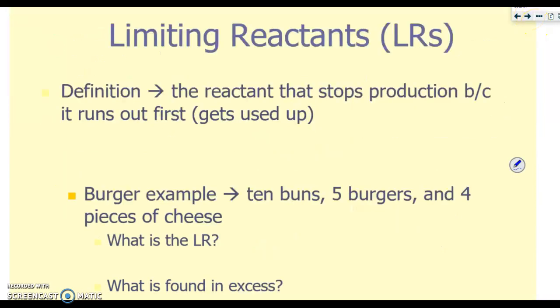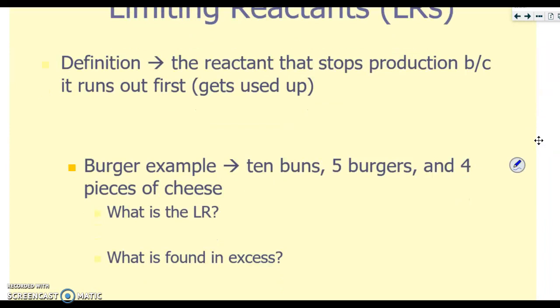The next part of the chapter discusses limiting reactants. In this course, you just have to learn what they are. It is the reactant that stops production because it runs out first. It gets used up. In this burger example here, you have 10 buns, 5 burgers, 4 pieces of cheese. So each burger, of course, requires 2 pieces of bun, or a bun, 1 burger, and a piece of cheese. If you were asked to tell me what the limiting reactant was, the one that stops the reaction because it runs out, hopefully you would tell me cheese, because you have less cheese than everything else.